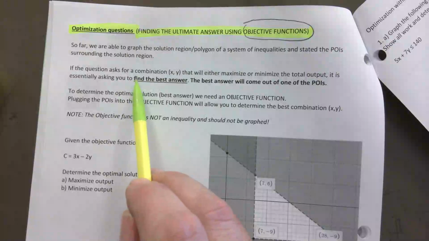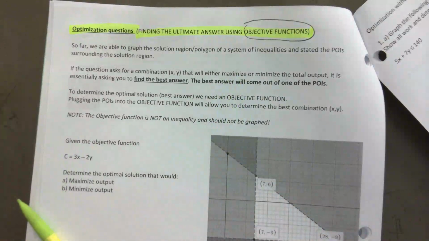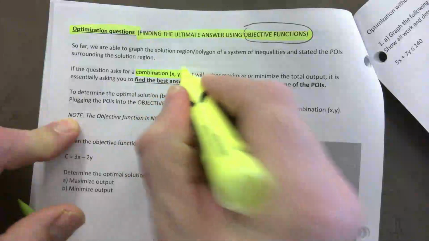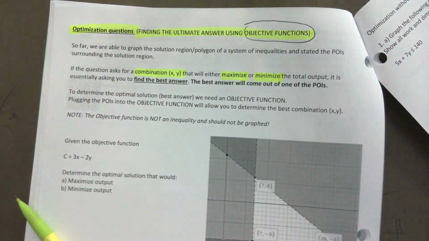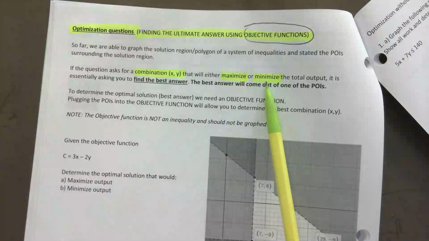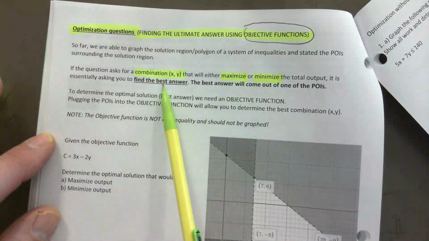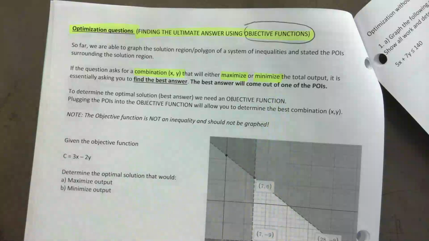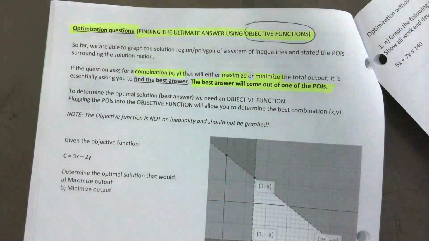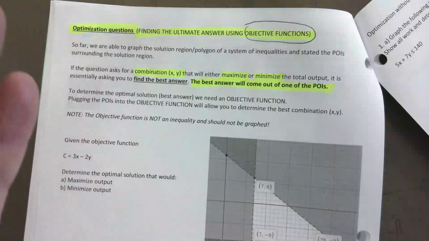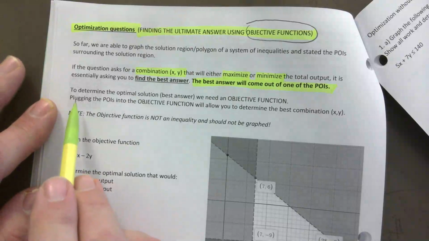If the question asks for a combination, x, y, that will either maximize or minimize, so a combination that maximizes or minimizes something. It could be maximizing profit, but you want to minimize cost, okay? It is essentially asking to find the best answer. The best answer will come out of the POIs. There you go, one more time. It will come out of the points of intersection, because you're kind of going into extremes at that point, okay? And one of those extremes is going to be our ultimate answer.